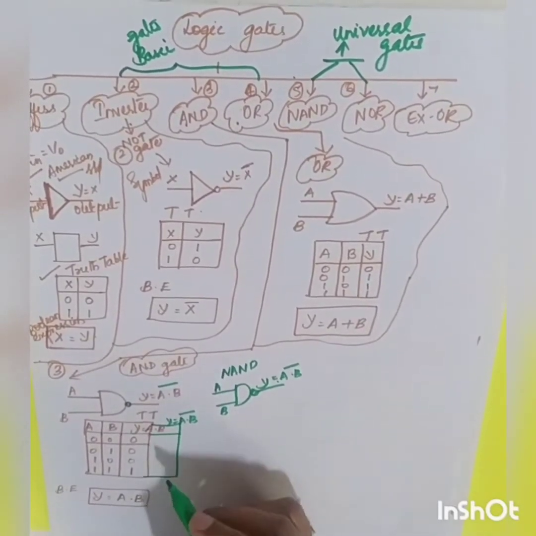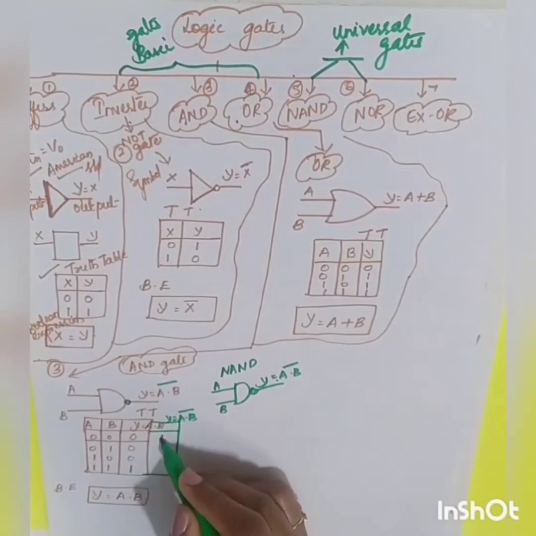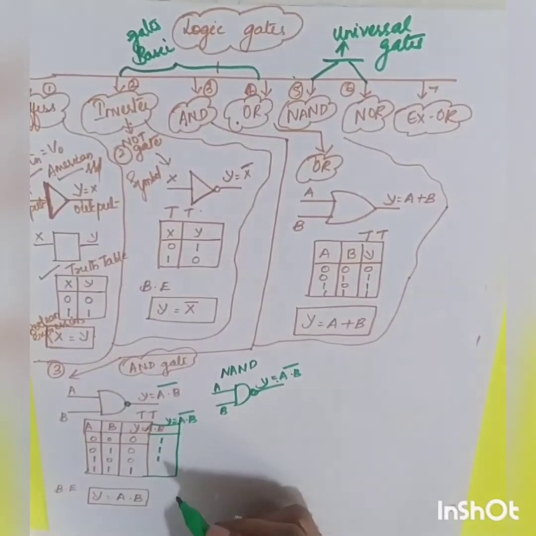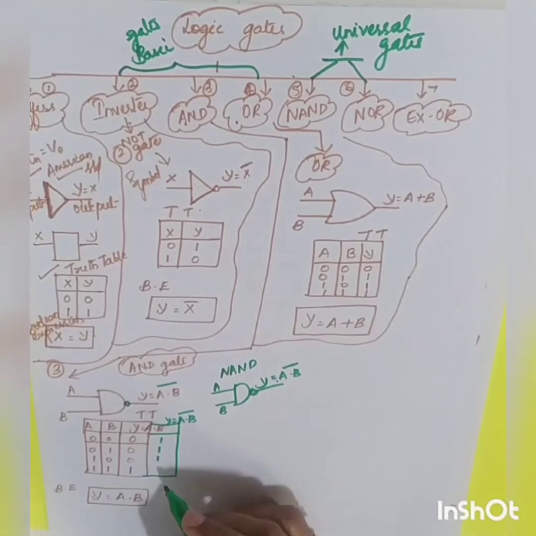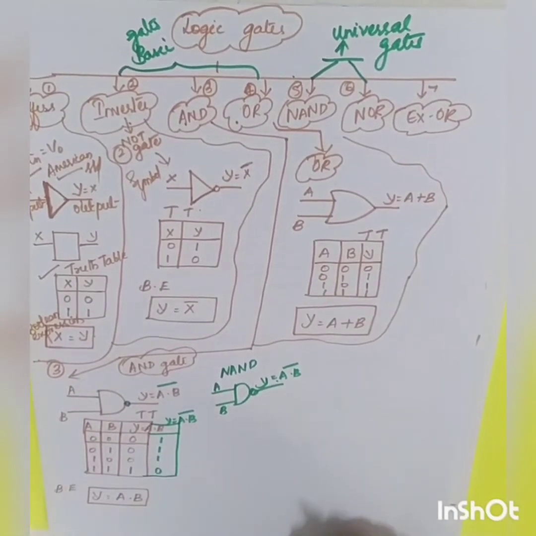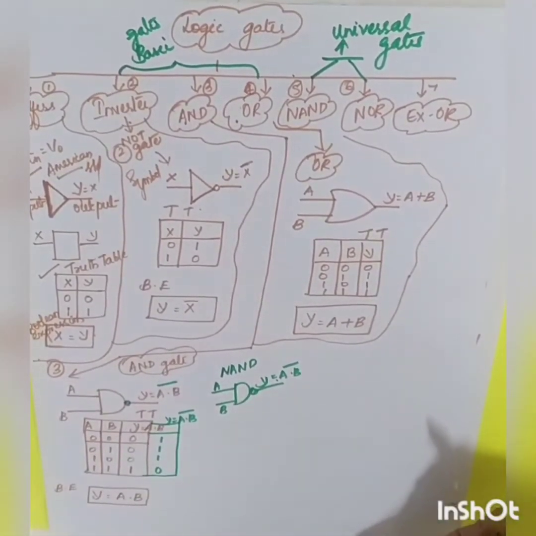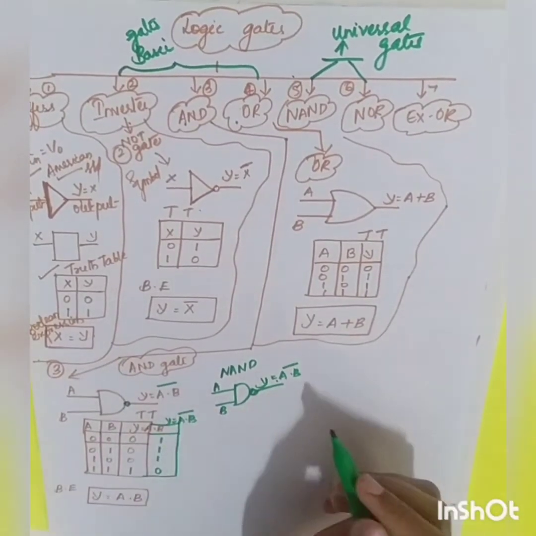So what will be your inverted form? When there is 0, your output is going to be 1, and when both are high, your output is going to be 0. Just the inverted form of your AND gate. Okay, that will be a NAND gate.